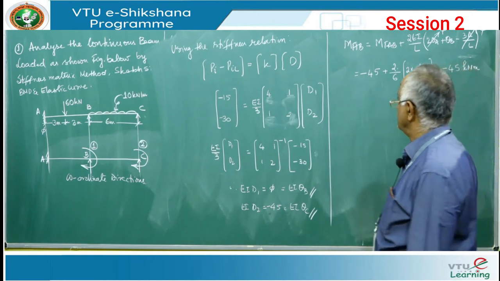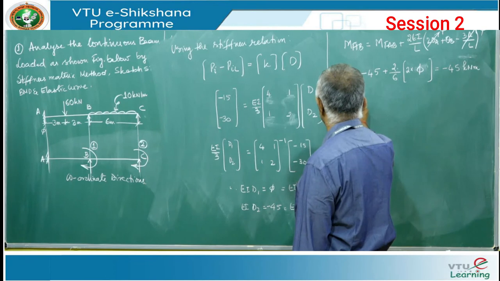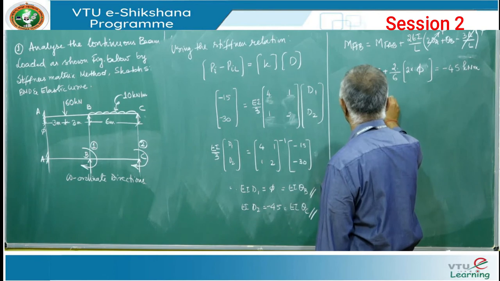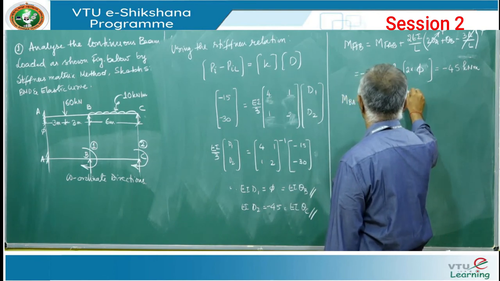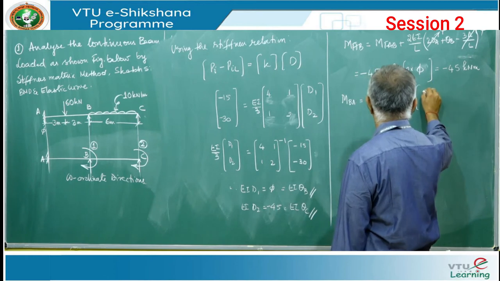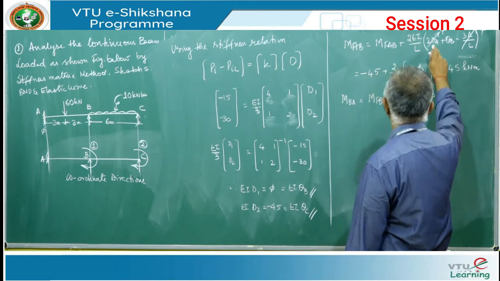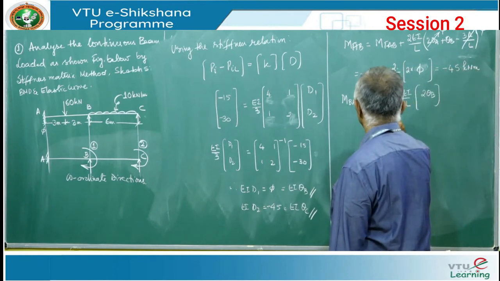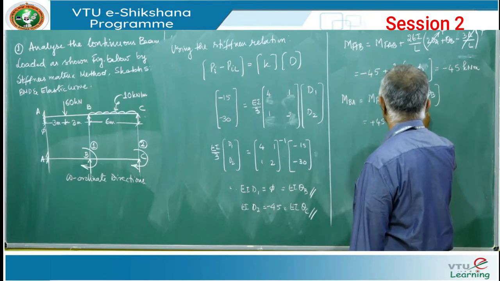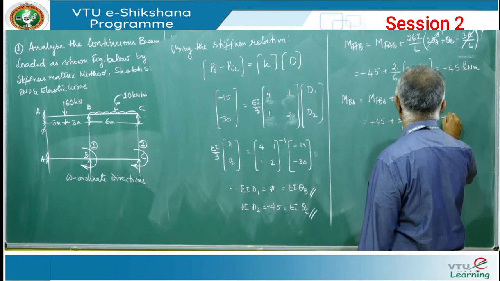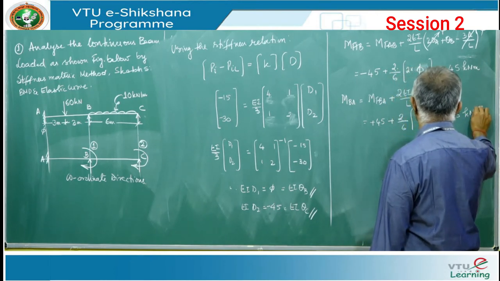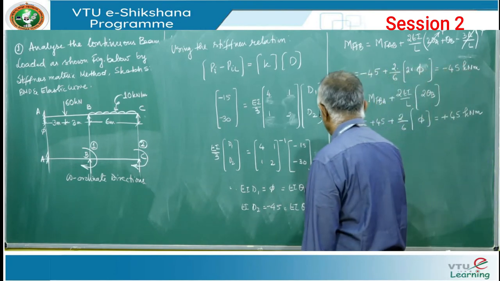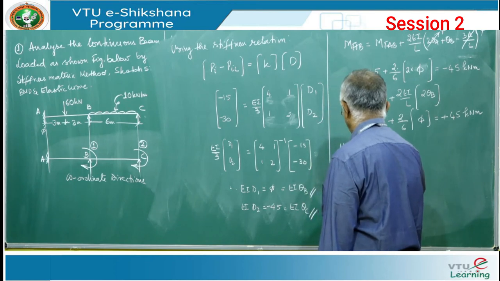So next end moment is the same member, right side, MBA. It is the same equation, a simplified equation. Write MFBA plus 2EI by L, I will put 2 times theta B because theta A is 0, delta is 0. So it is equal to plus 45 plus 2 by 6 into 0. That is equal to plus 45.